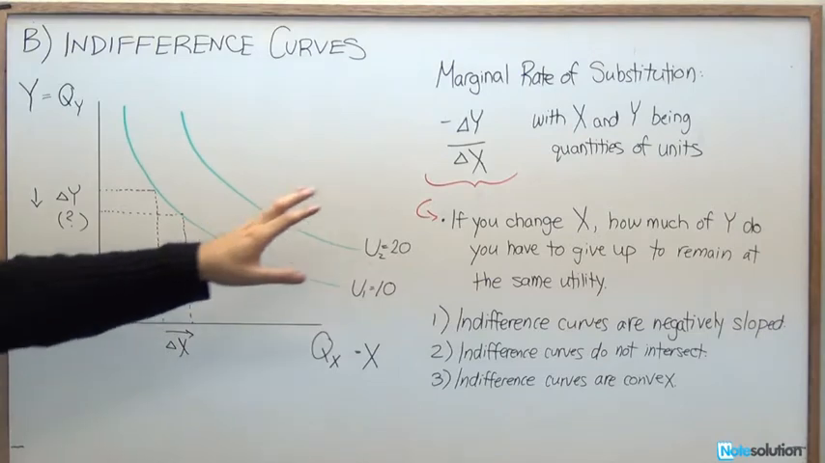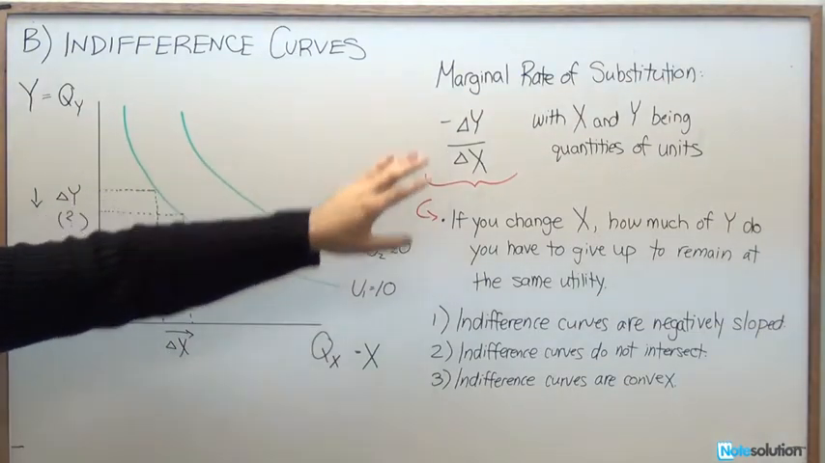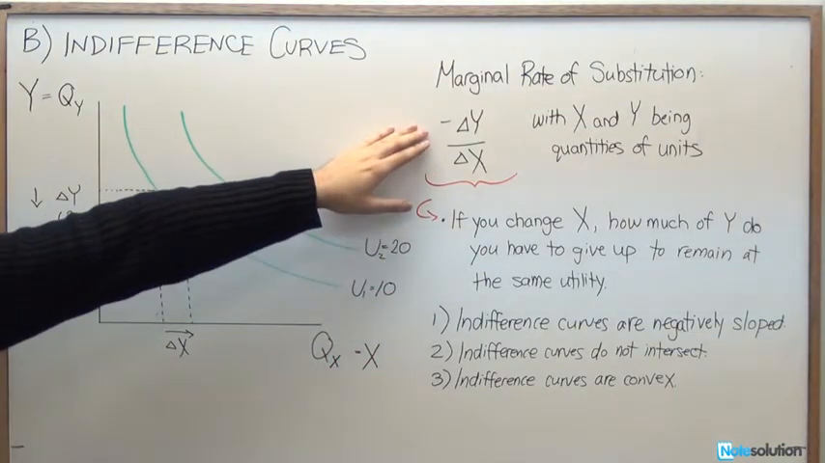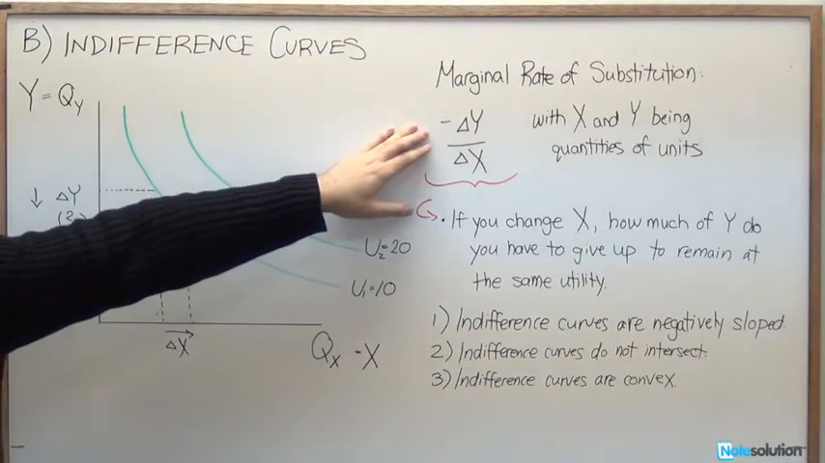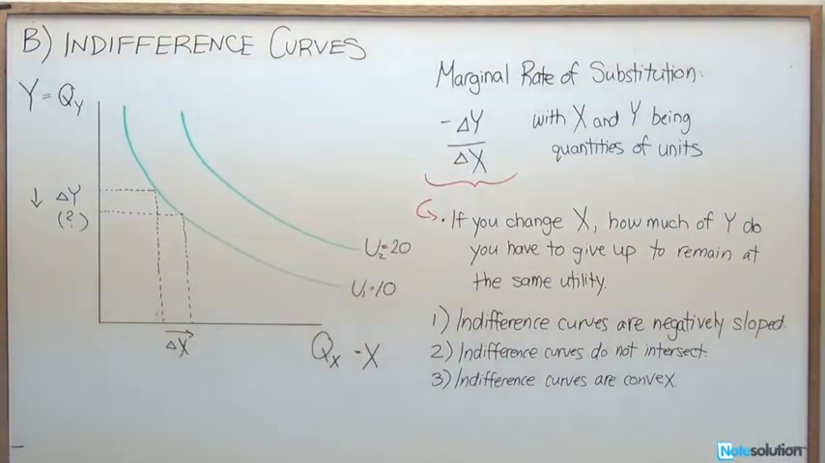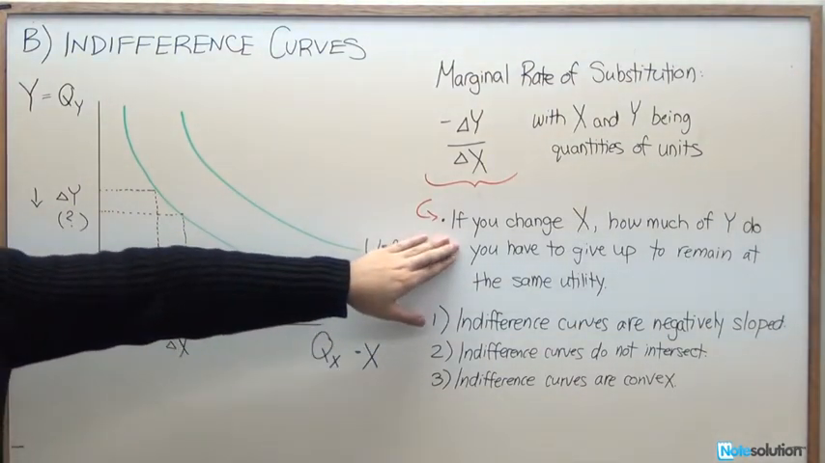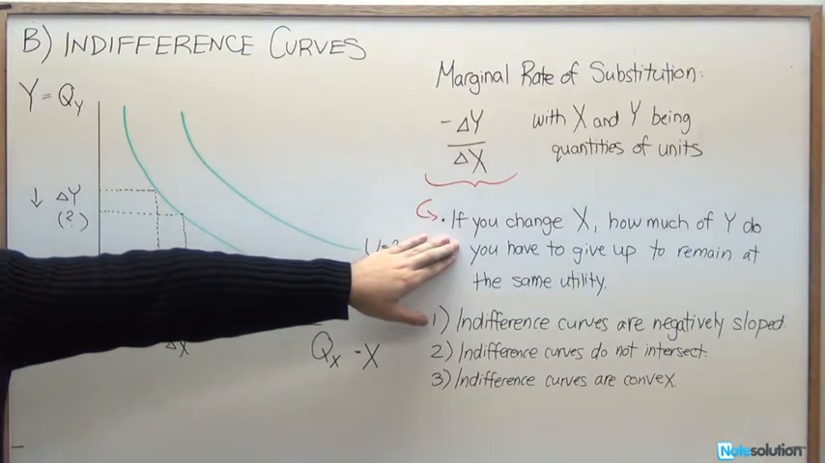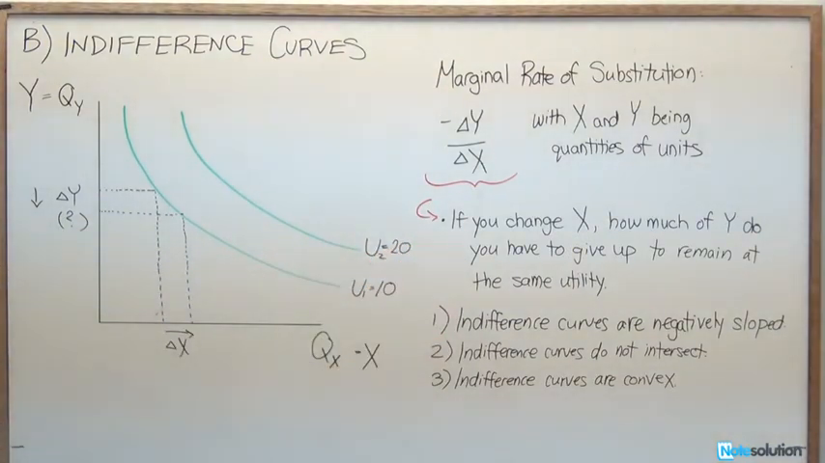Well, we can also look at the marginal rate of substitution. So that's going to be this expression. So that's negative times the change in y divided by the change in x. So what exactly does that mean? Well, what we're saying here is that if you change the quantity of x, it's going to tell us how much of y we need to give up in order to end up at the same utility.